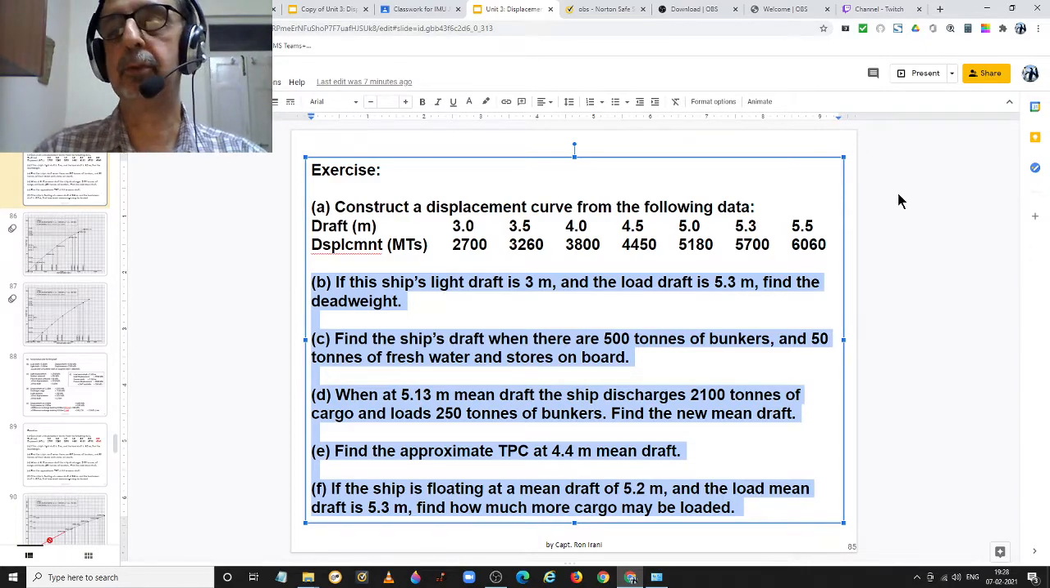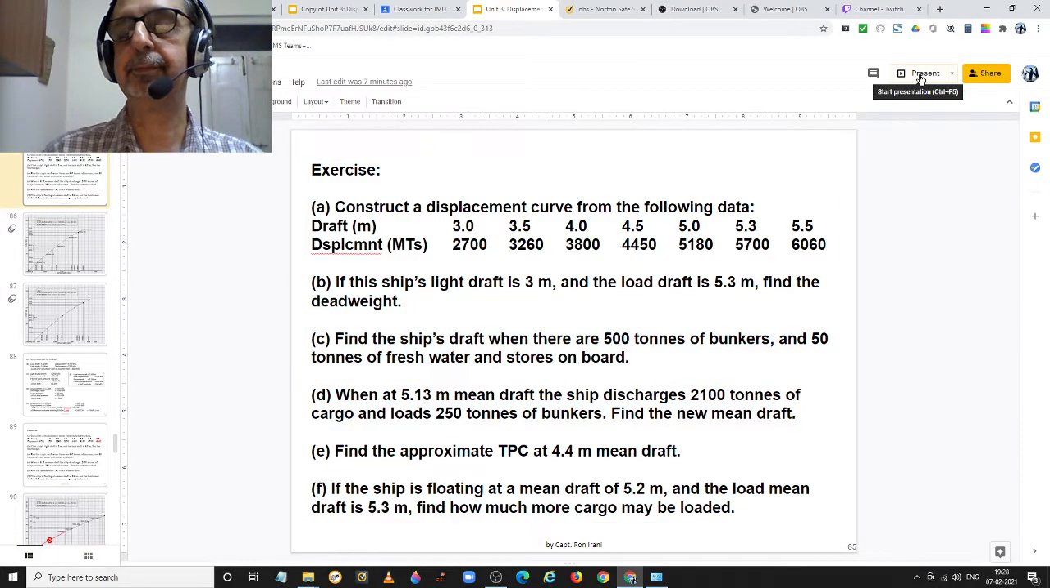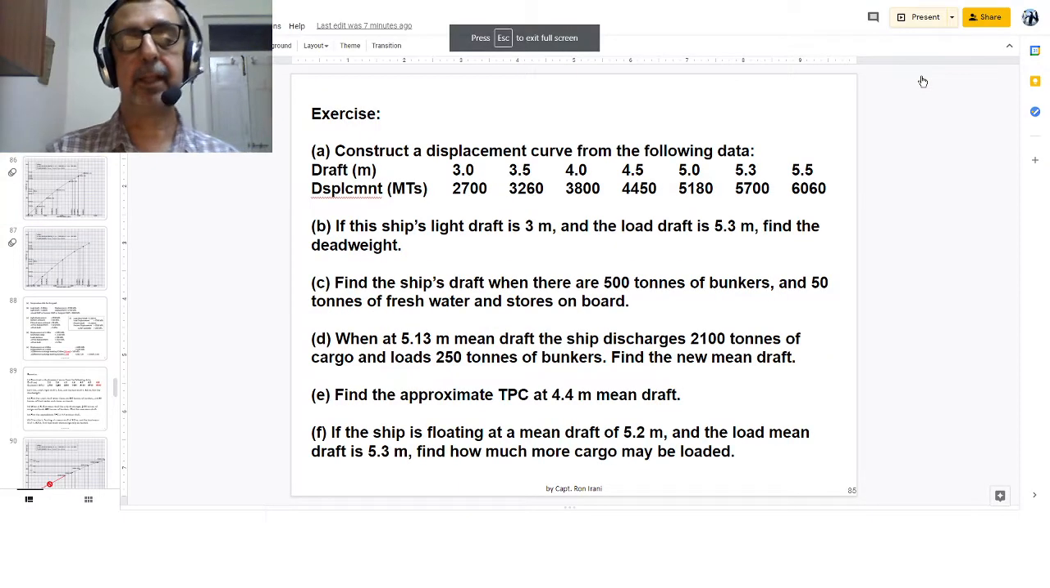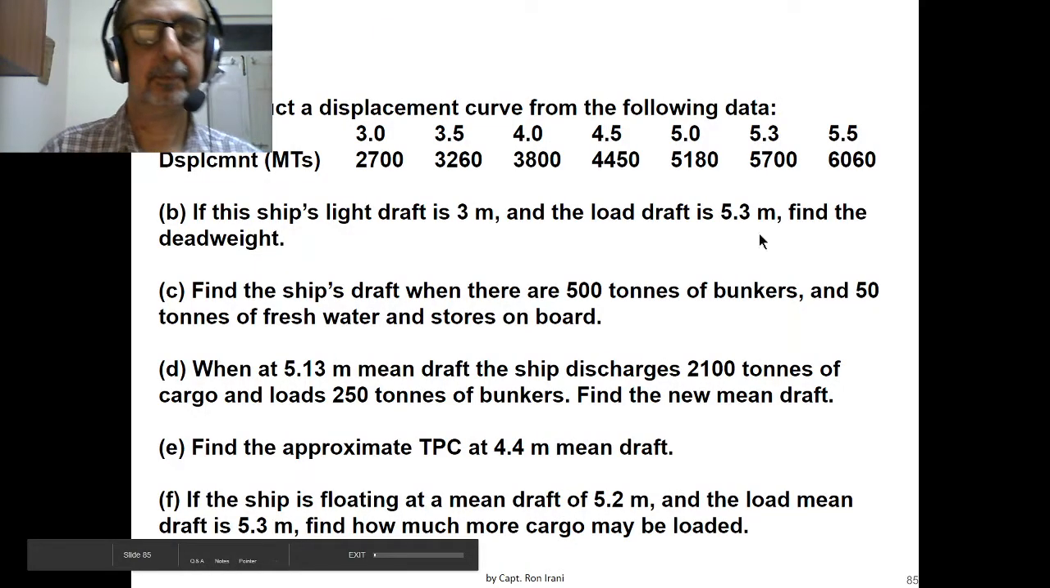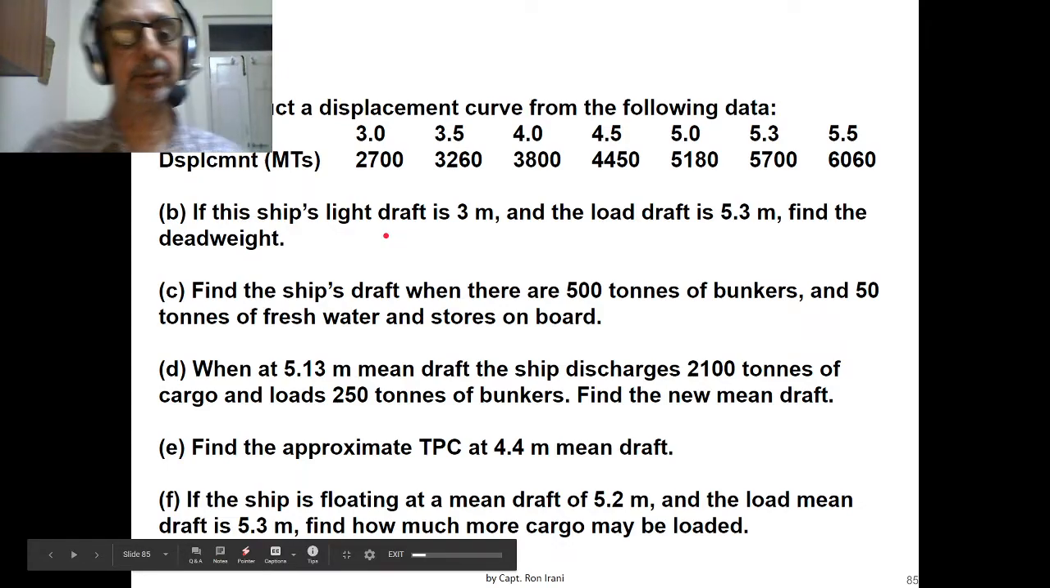So let me switch over to the presentation mode. This will take a short time. Please bear with me. I will start the pointer now. I hope you can all see the red dot that is on your screen.